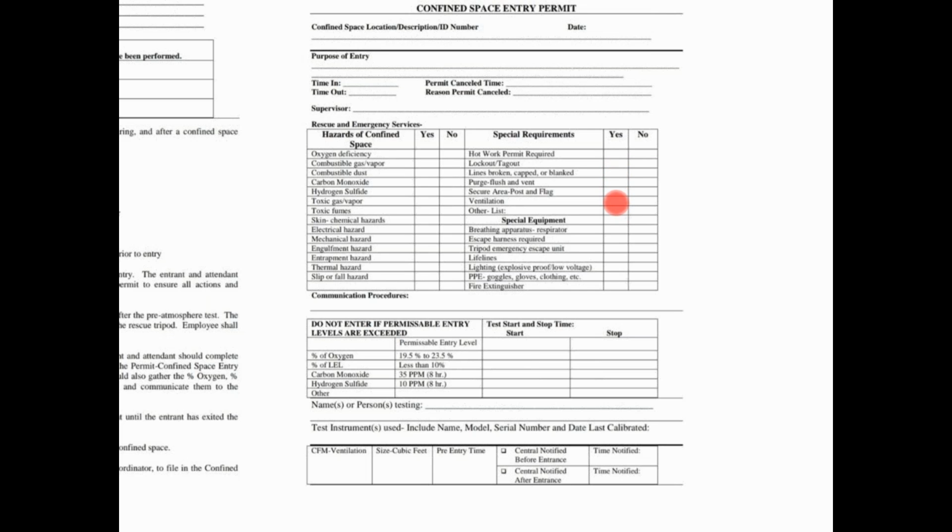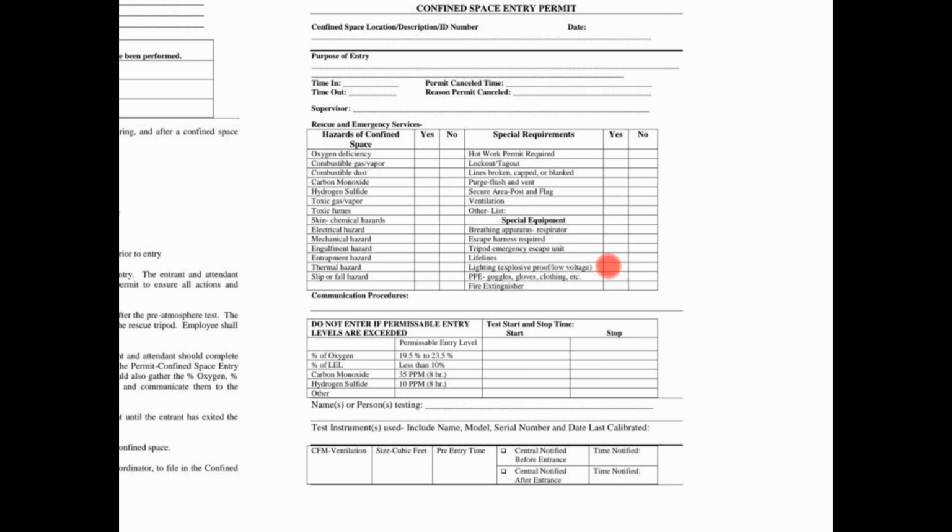So depending on the case, we have to mark yes or no, and if you have to specify something, you can add some words in the communication procedures also. Some special equipment also has to be checked, whether the SCBA, that is self-contained breathing apparatus, is useful for this work environment or not. Whether an escape harness is required or not, whether a tripod emergency escape unit is required or not, whether lifelines are required or not, and lighting, explosion proof or low voltage lines.